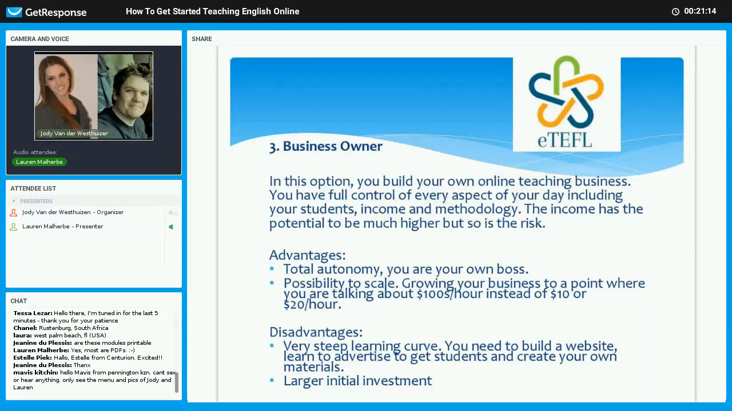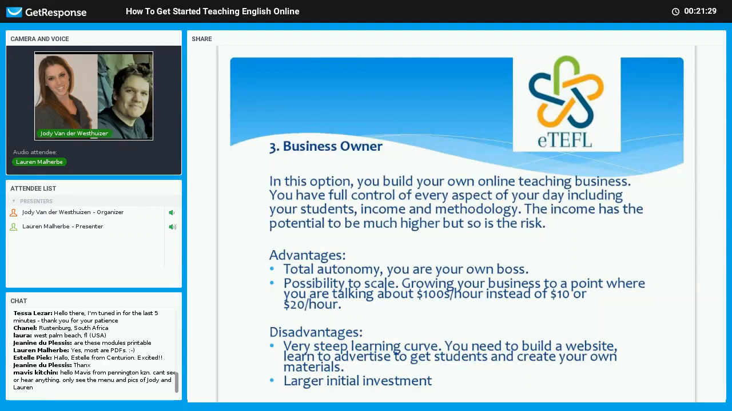So the advantages: total autonomy. You're your own boss. You have the possibility to scale. That means growing your business to a point where you're talking about hundreds of dollars an hour, or instead of $10 or $20 an hour, you can hire teachers eventually. There's lots of room for expansion.